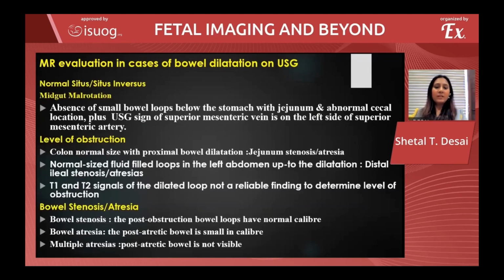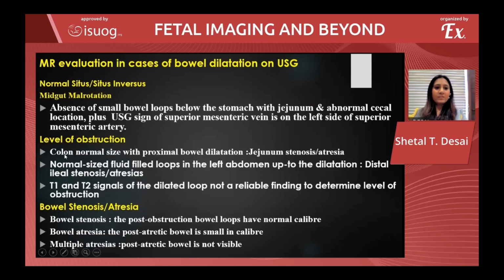Once we have this knowledge, we apply it in identifying the cause. If it is a normal situs or a situs inversus, then the first thing we look for is the stomach bubble. And below the stomach bubble, if we see small bowel loops which are normally placed, it rules out midgut malrotation. If you don't see small bowel loops below the stomach, then you have to suspect a midgut malrotation, and you go back to ultrasound, switch on the color, and look for the superior mesenteric vein orientation to reinforce the diagnosis of a midgut malrotation.